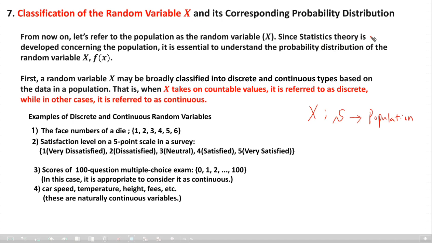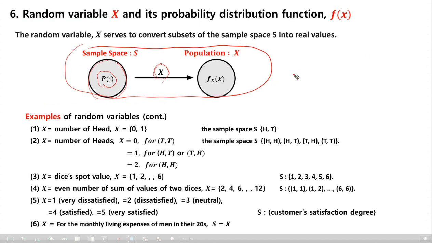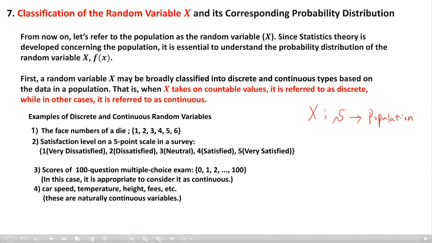Statistics theory is developed concerning the population. It is essential to understand the probability distribution of random variable x, f of x. Let's go back to this diagram here. X, random variable x, plays like a function from sample space to real numbers. This is a population. There is probability on sample space. There is a probability distribution function, f of x, on population. Okay? Go back to today's classification of x.